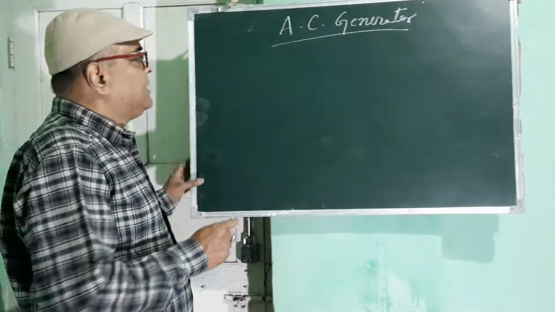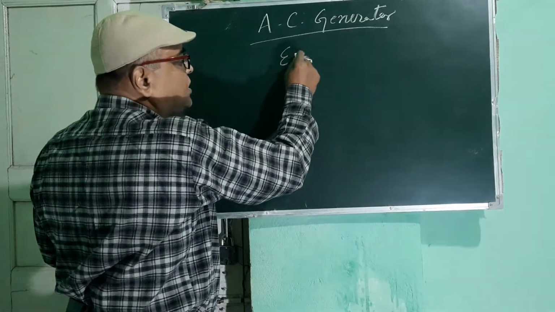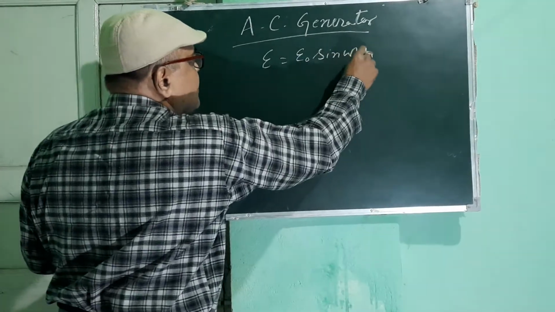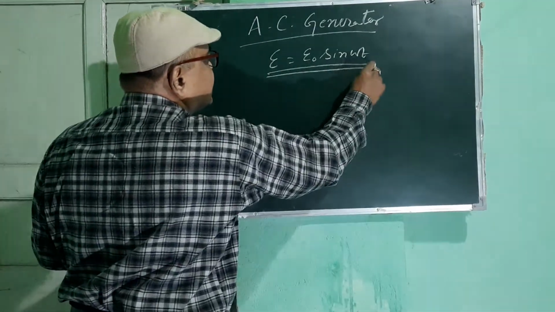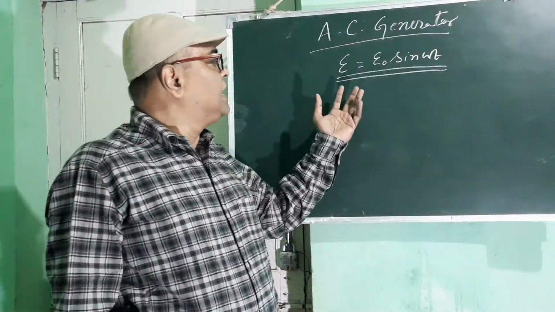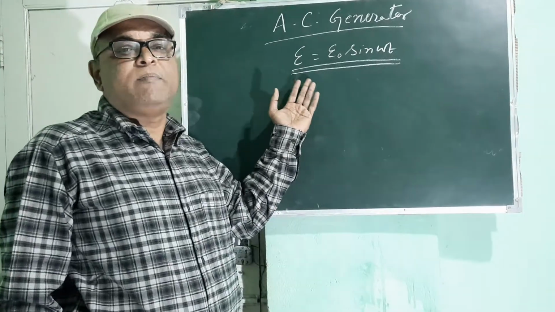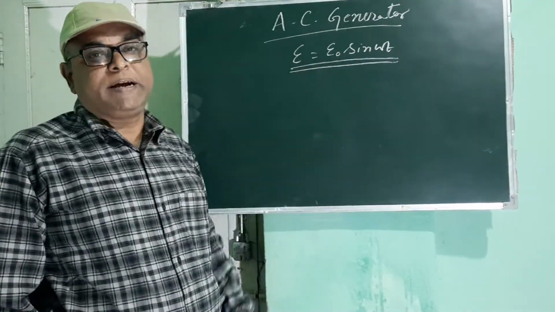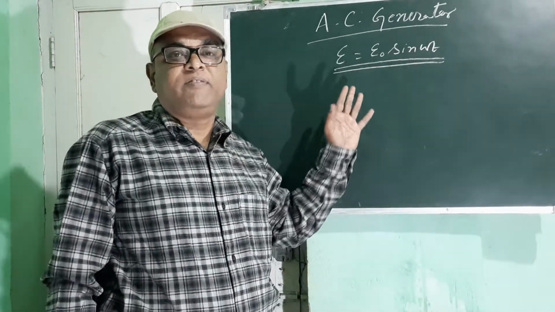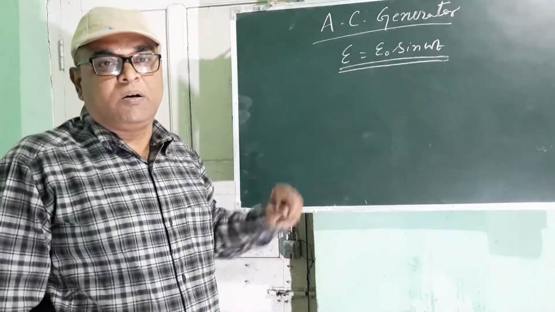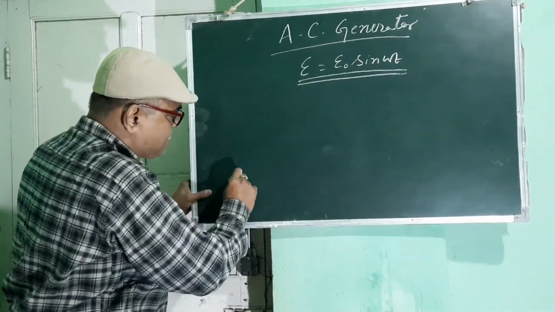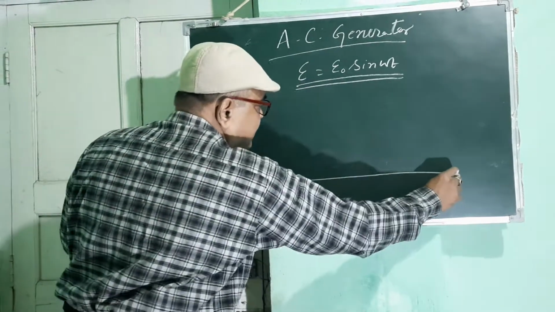In the AC generator, E is equal to E0 sine omega t. That is the ultimate production of the EMF, the induced EMF. E is equal to E0 sine omega t. And the frequency in India is 50 Hertz. Now there will be a sine curve, so everyone see how the sine curve will be.